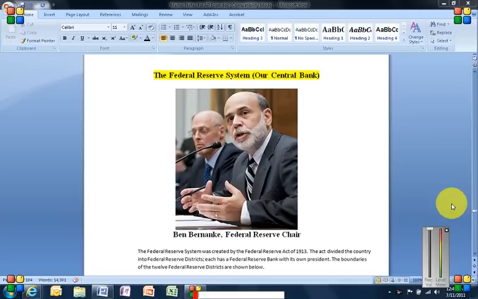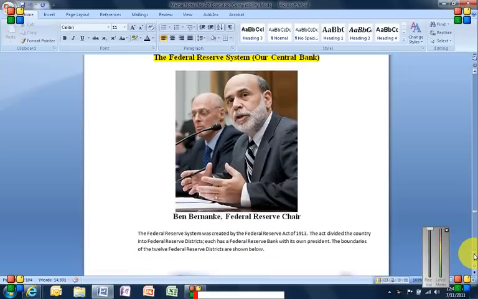So now I want to talk for a few minutes about our central bank of the United States, the Federal Reserve System, also known as the Fed. There's a picture of Ben Bernanke, the chair of the Federal Reserve, or even more specifically, the chair of the Board of Governors for the Fed.